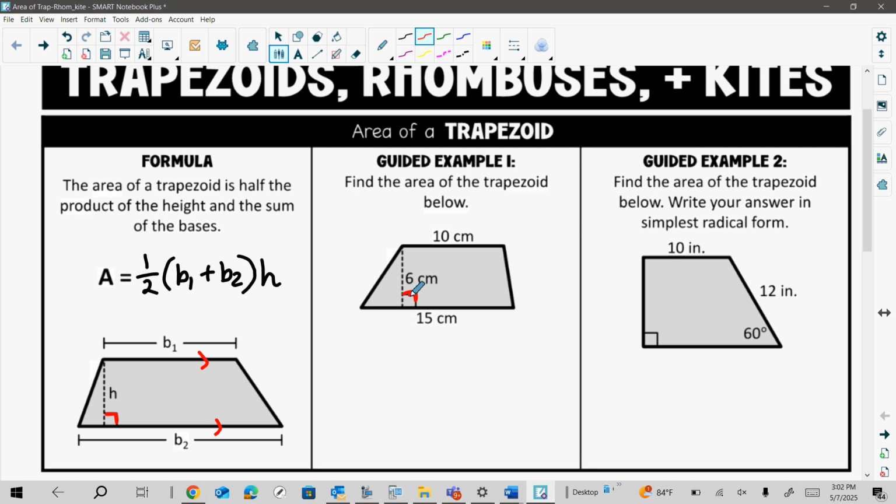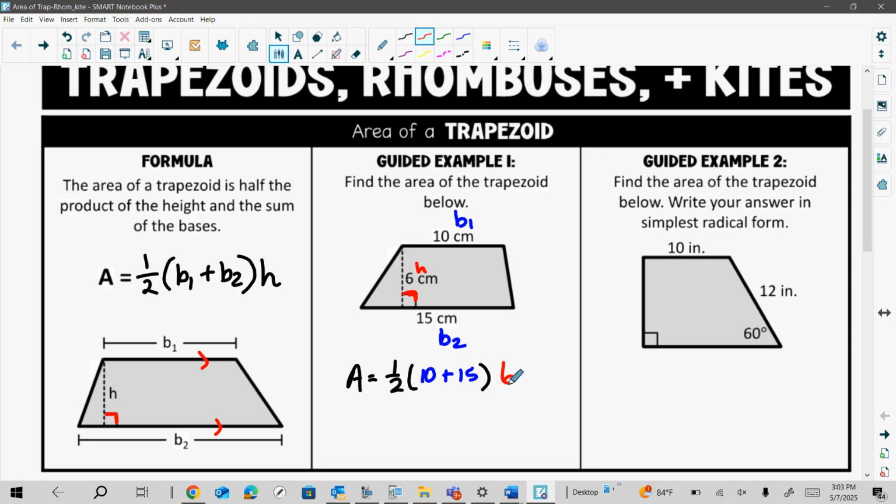So in this trapezoid, your 10 could be your base 1, and your 15 could be your base 2, and your 6 would represent your height. So when we plug it into the formula, 1/2 base 1 plus base 2 times height, we're doing 1/2, and inside the parentheses would be our 10 plus 15, times the height. The height was the 6.